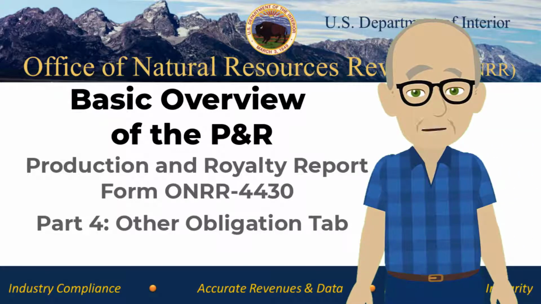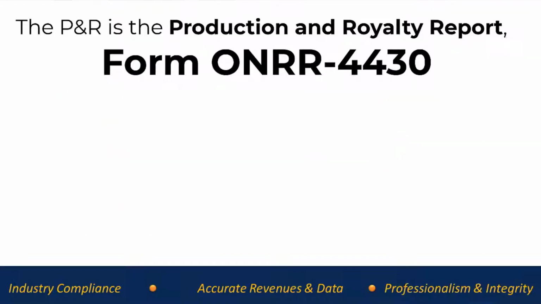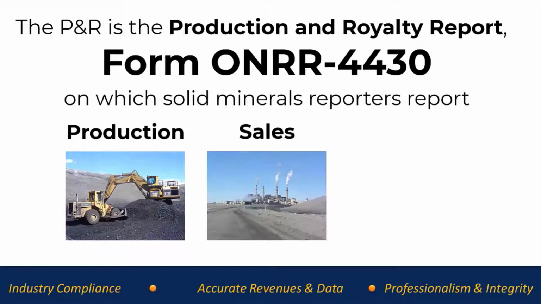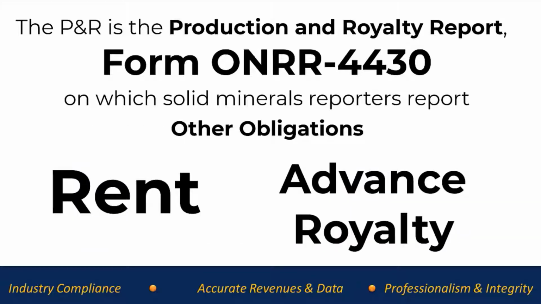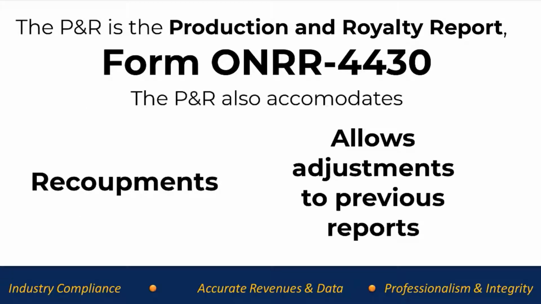This video will focus on the P&R Other Obligation tab of the Form Honor 4430, Production and Royalty Report, known as the P&R. The P&R is the form on which Solid Minerals reporters report production, sales, royalties, and other obligations. The P&R also accommodates recoupments and allows adjustments to previous reports.